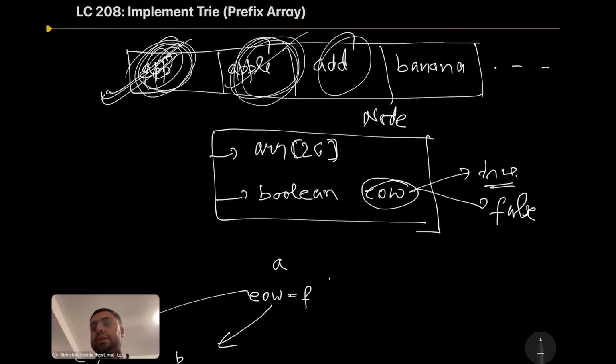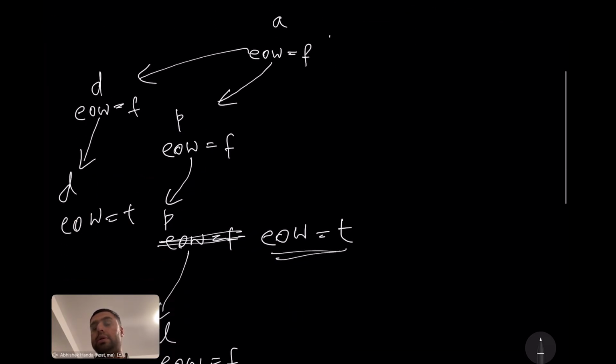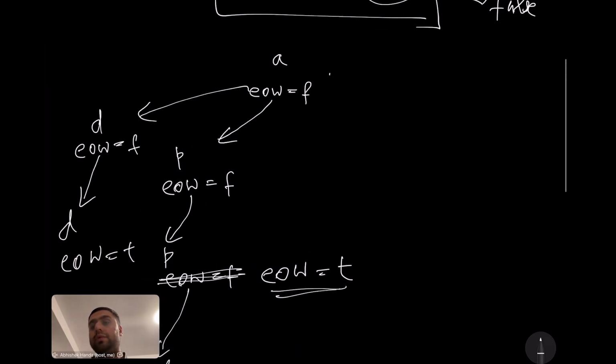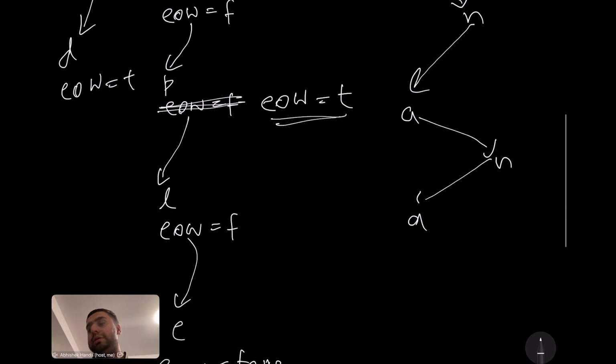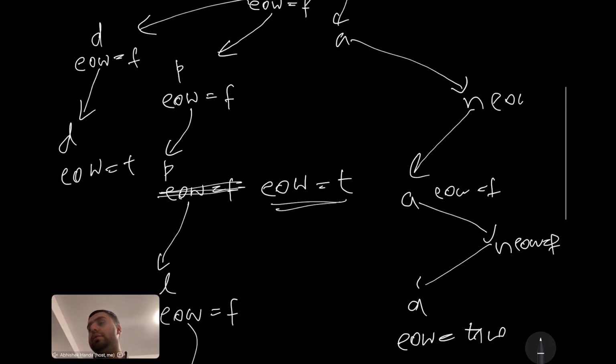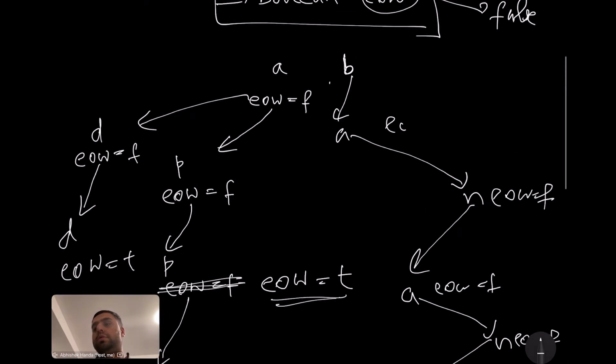So far we have represented these three words, and the last word would be banana. So what will happen is b will be somewhere here, and then b, and then a, and then n, and then a, and then n, and then a. Something like this. For this end of word is going to be true. For all of the others, end of word is going to be false, and so on and so forth.